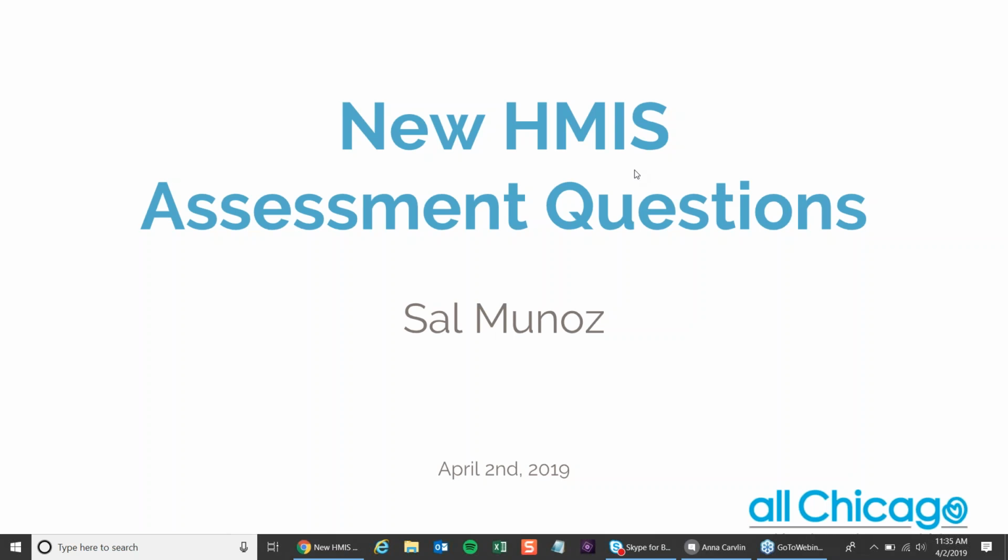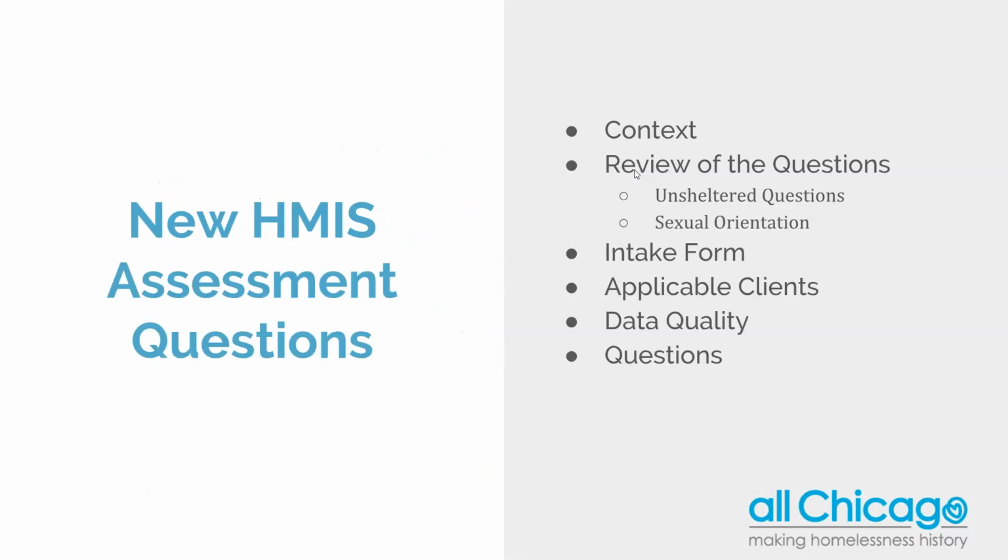Now, let's talk about what we will be going over today. We're going to start with the context of why we needed to add additional questions to our assessments, the need, what work groups these questions originated from, etc. Then we will review the questions themselves. We have two sets of questions. The first is a set of unsheltered questions, and then we have one question around sexual orientation.